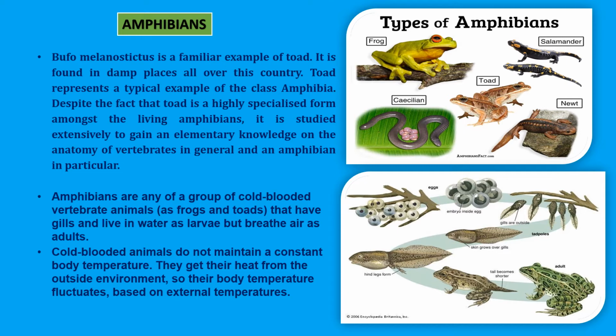Now my next question is, what are cold-blooded animals? A terminology that I have used here. Cold-blooded animals do not maintain a constant body temperature. They get their heat from the outside environment. So their body temperature fluctuates. That means it may increase sometimes or decrease sometimes based on external temperatures.